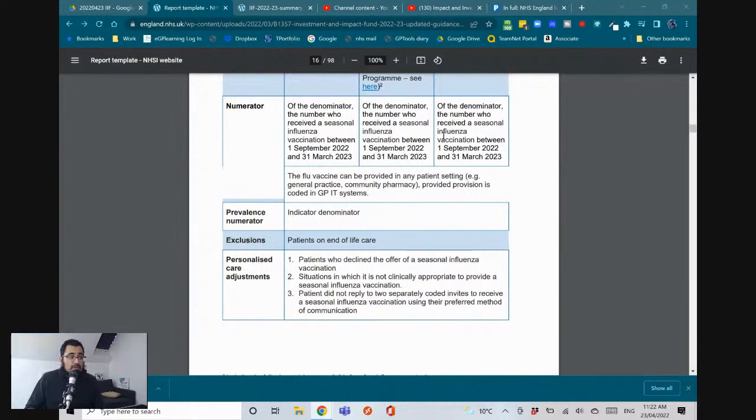There are some exclusions. So the exclusions are those on end-of-life care, and that is it. There are no real other exclusions outside of that. In terms of personalised care adjustments, though, there are some that you can include.